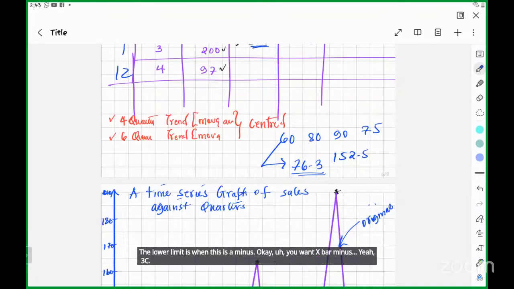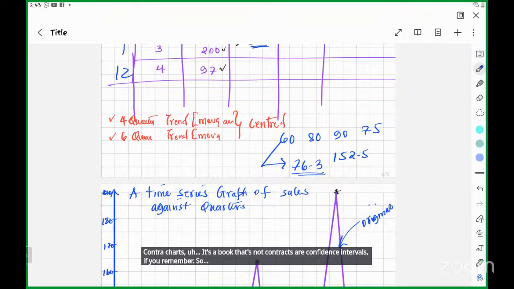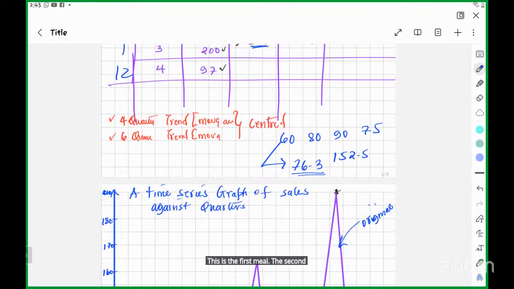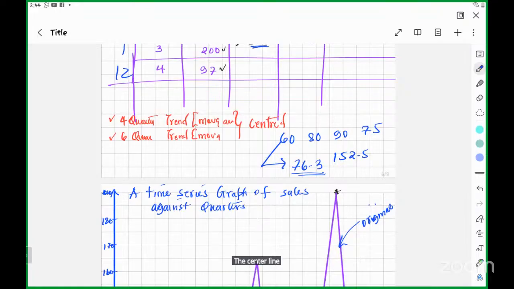Control charts are confidence intervals, if you remember. So this is the first mu. The second mu is when it's a plus. So this one here is the lower control limit, this is the upper control limit, and the center line is x bar.